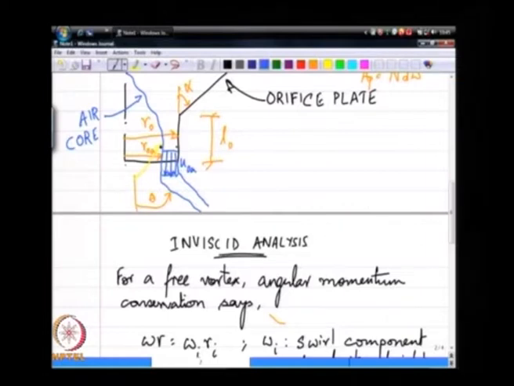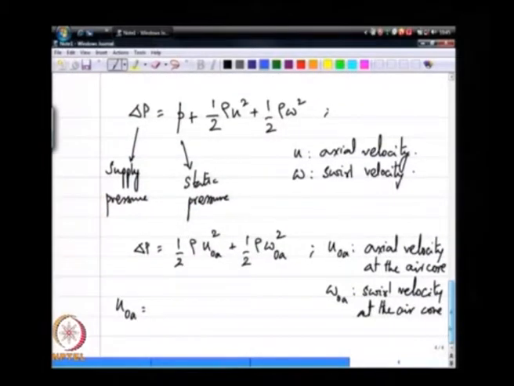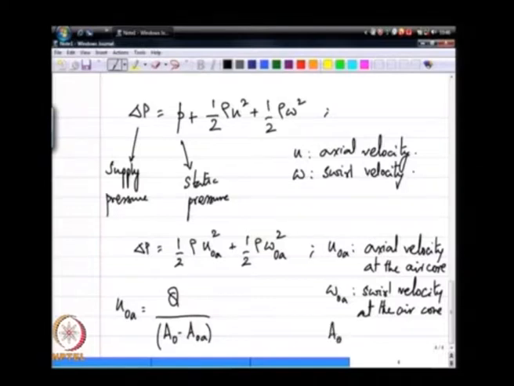And w0a happens to be the swirl velocity. So, we will write some simplifying expressions for that. U0a would then have to be Q divided by A0 minus A0a. Okay, A0a is the area of cross section of the air core. A0 is of course pi r0 squared.